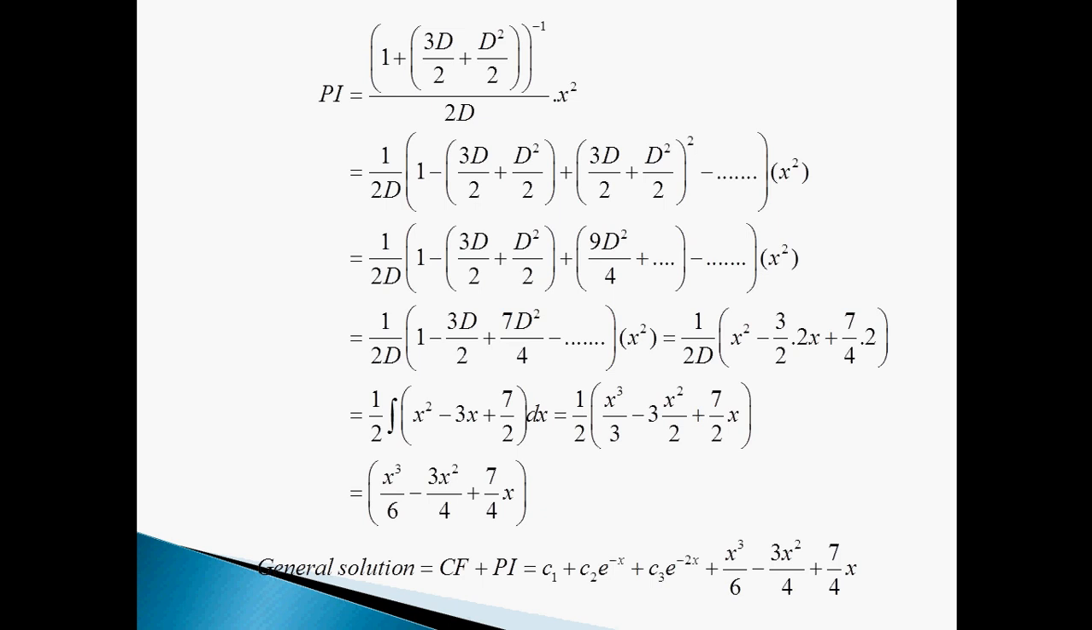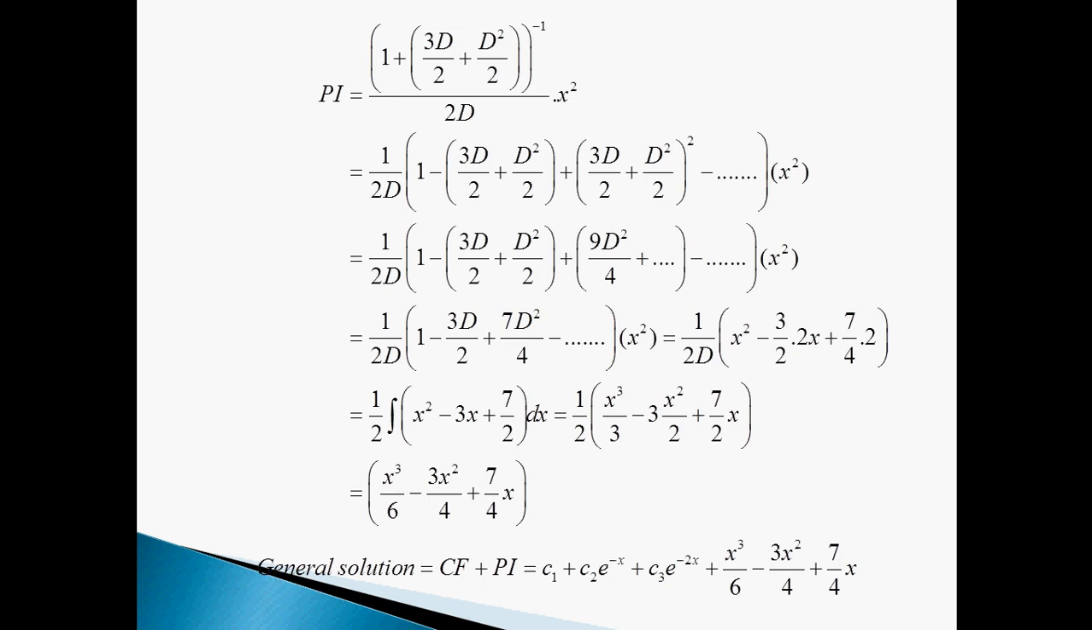We expand the upper expression. We get 1 minus (3D upon 2 plus D square by 2) plus (3D by 2 plus D square by 2) to the power 2 and so on, into x square. We know very well we can differentiate x square only 2 times, so we take terms up to D square only. Then 1 upon 2D, (1 minus 3D upon 2 plus 7D square by 4) into x square.